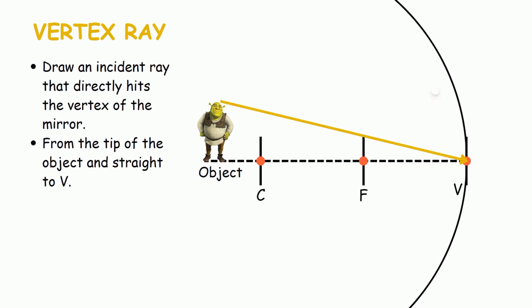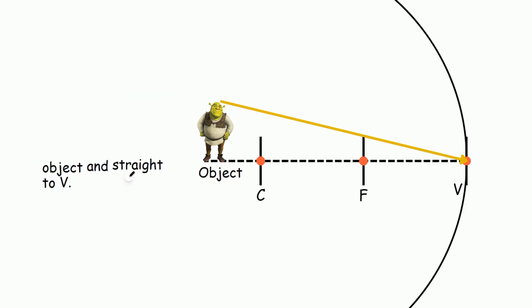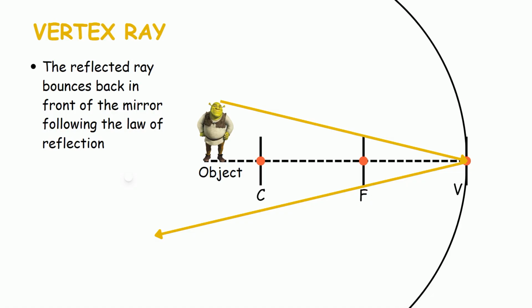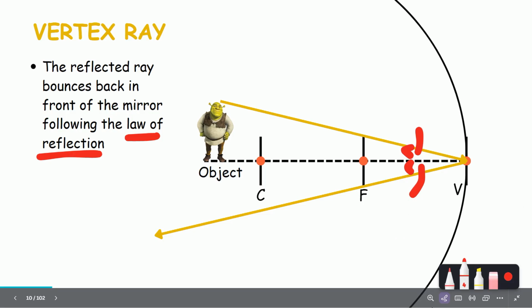And then next is we have the vertex ray. So you have to draw an incident ray that directly hits the vertex of the mirror. Thus the name vertex, because it igo the vertex from the tip of the object and straight to the V. And then you have this in which ang vertex ray nato is ni follow siya sa law of reflection. So naatay incidence nga rin, angle of incidence, and angle of reflection.